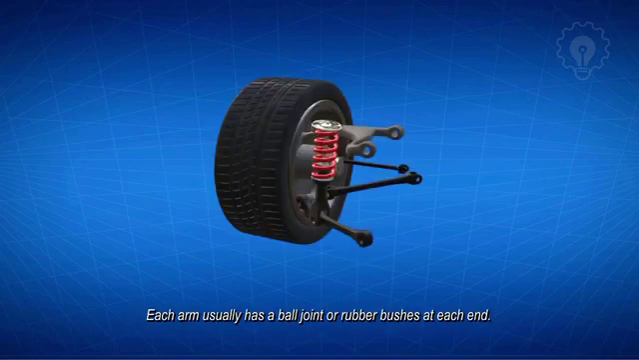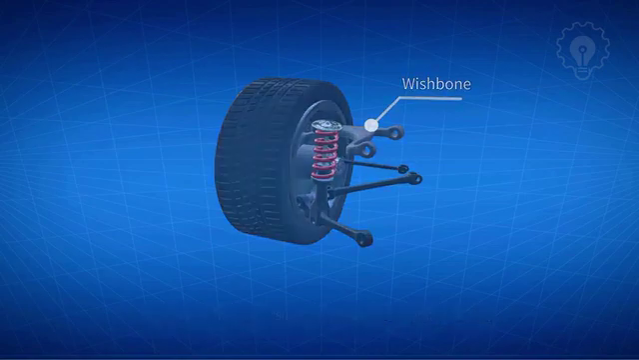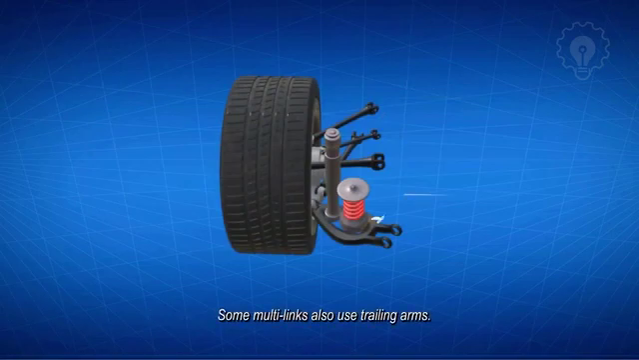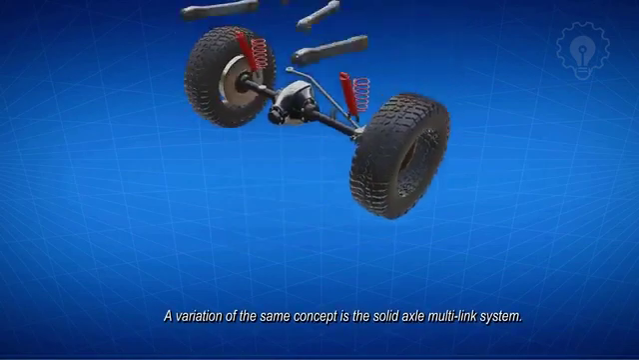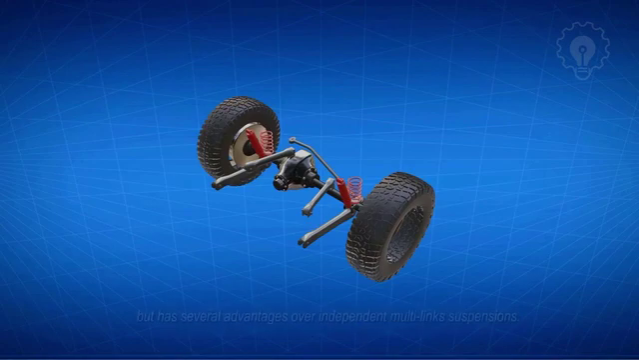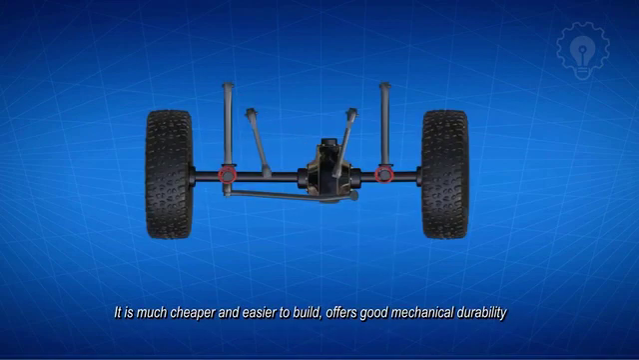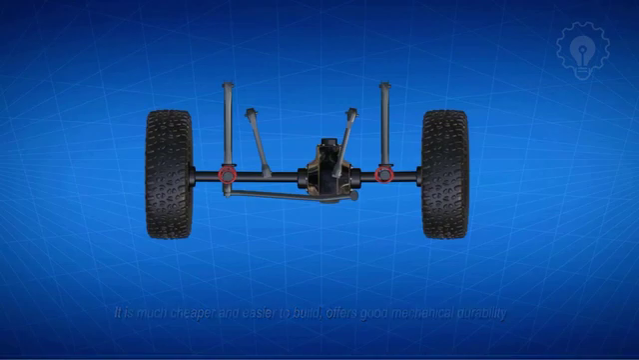Each arm usually has a ball joint or rubber bushes at each end. Some multi-links use wishbones with 2 bushings on one end. Some multi-links also use trailing arms. A variation of the same concept is the solid axle multi-link system. The solid axle multi-link system offers similar benefits, but has several advantages over independent multi-link suspensions. It is much cheaper and easier to build, offers good mechanical durability, and excellent reliability, and has very similar advantages.